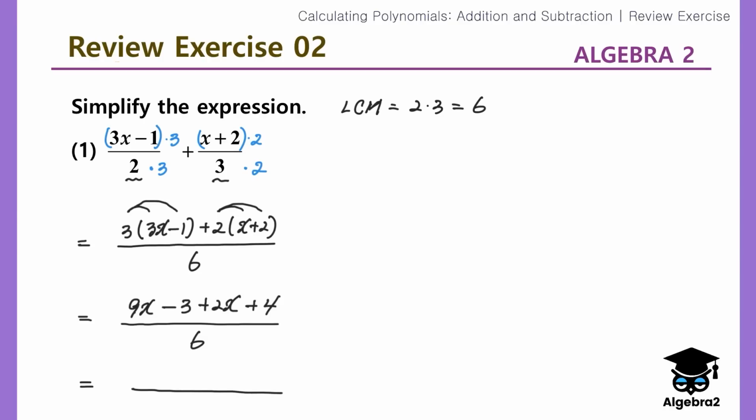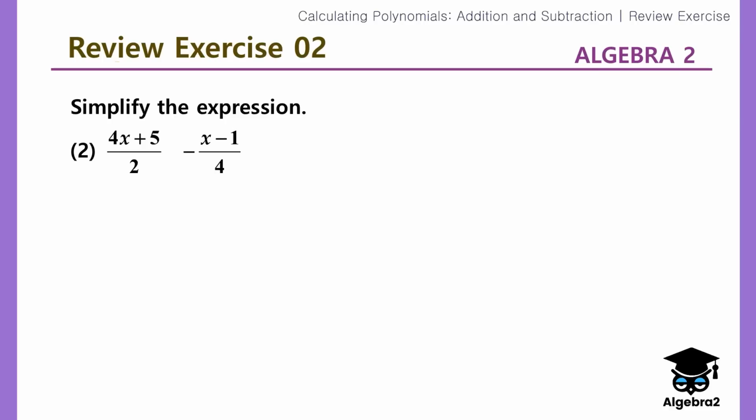So that is equal to, we have x term, 9x, 2x. 9 plus 2, that's 11x. We have constant, minus 3 plus 4. That's plus 1, right? So plus 1 over 6.